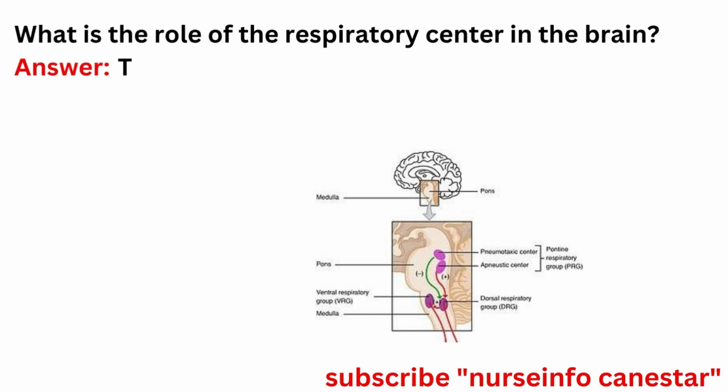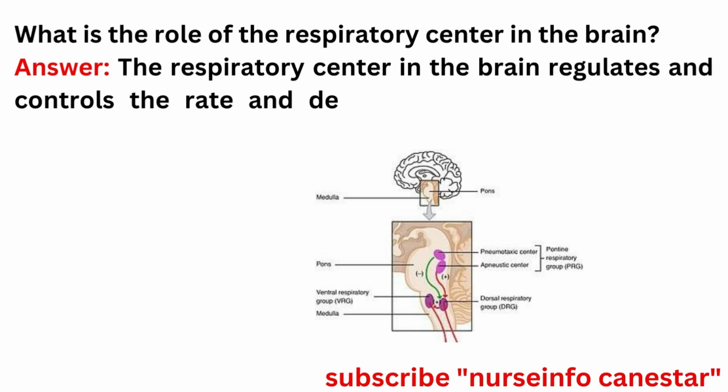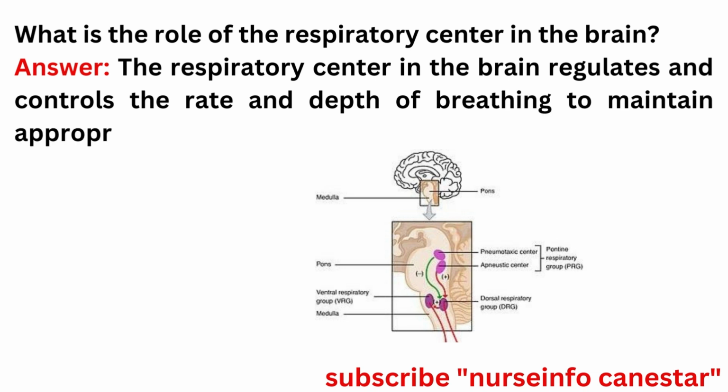What is the role of the respiratory center in the brain? Answer: the respiratory center in the brain regulates and controls the rate and depth of breathing to maintain appropriate levels of oxygen and carbon dioxide in the body.